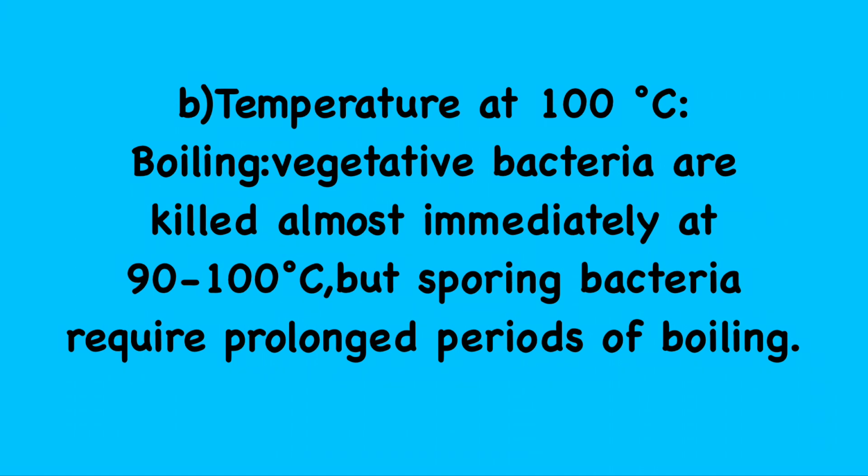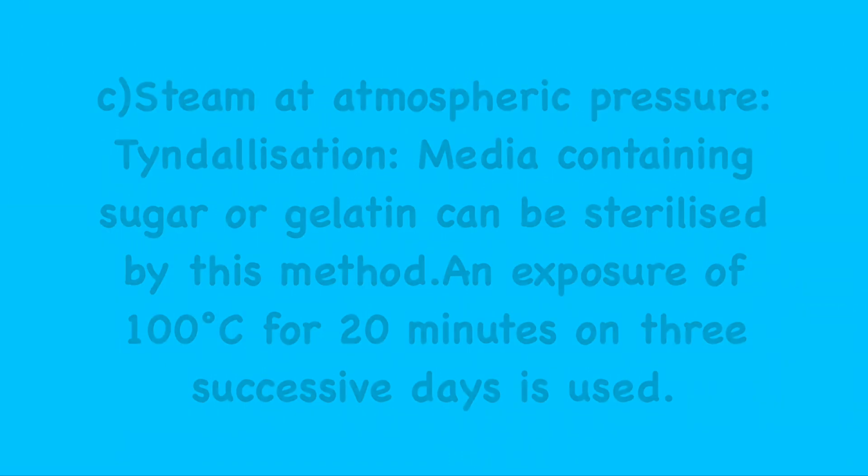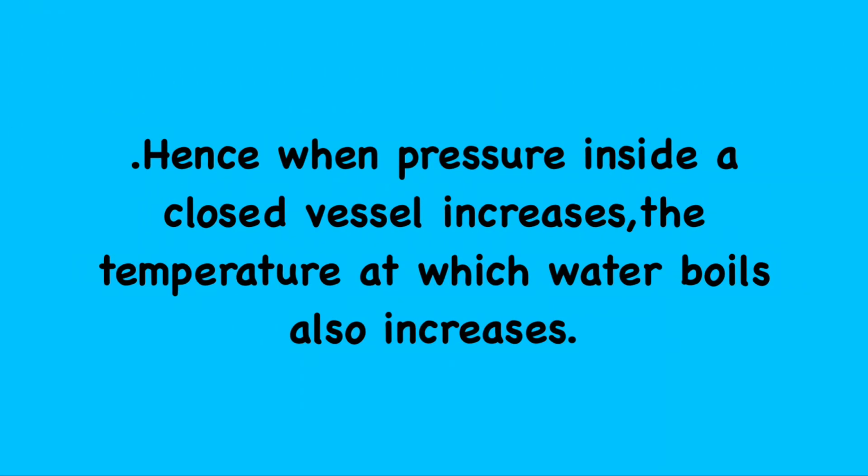Vegetative bacteria are killed almost immediately at 90 to 100 degrees Celsius, but sporing bacteria require prolonged periods of boiling. C. Steam at atmospheric pressure, tyndallization. Media containing sugar or gelatin can be sterilized by this method. An exposure of 100 degrees Celsius for 20 minutes on 3 successive days is used. Hence, when pressure inside a closed vessel increases, the temperature at which water boils also increases.